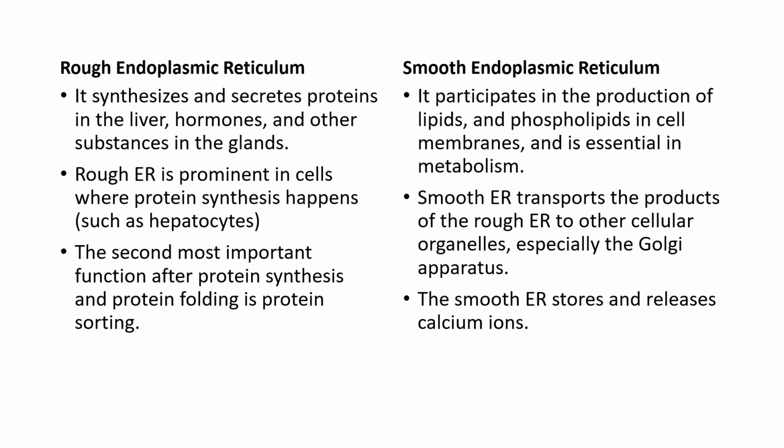Then smooth endoplasmic reticulum transports the products of rough endoplasmic reticulum to other cellular organelles, especially the Golgi apparatus. In rough endoplasmic reticulum, we have seen they synthesize protein and they fold protein. So these are the main functions of RER, protein synthesis and protein folding. And apart from these, protein sorting is also done by rough endoplasmic reticulum. The smooth endoplasmic reticulum stores and releases calcium ions.